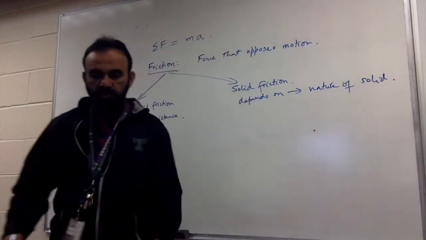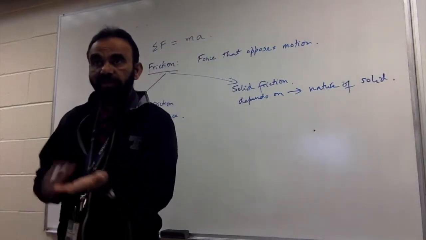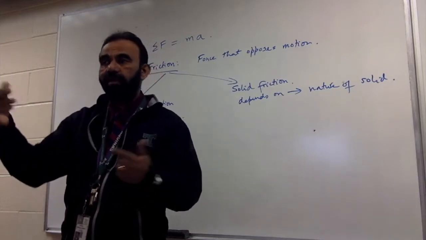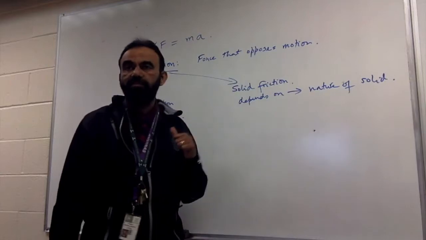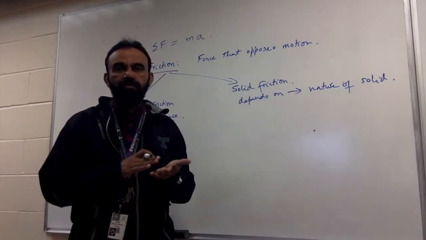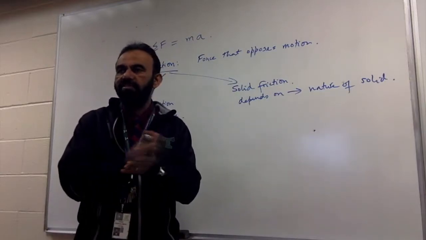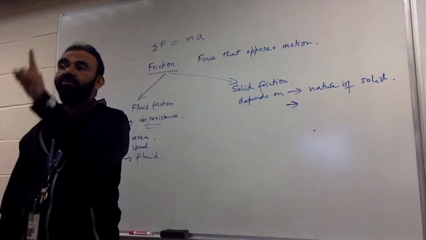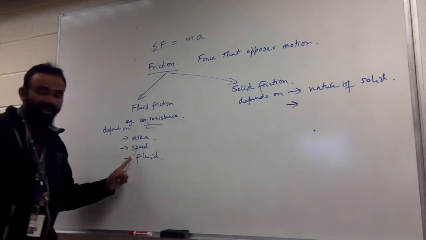Like, are you talking about this table with this book, or you're talking about rubber tires with the road? That is the nature of the solid. So, two smooth surfaces, that will be different. What is the other thing that it depends on? It only depends on one more thing. It does not depend on area.